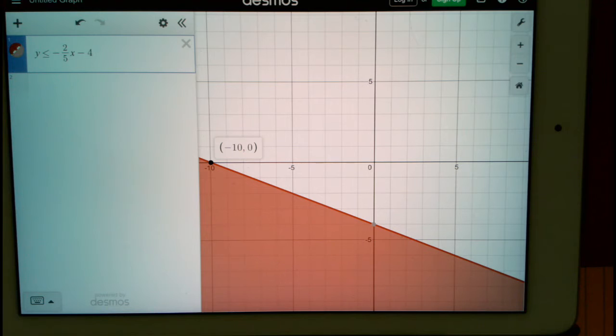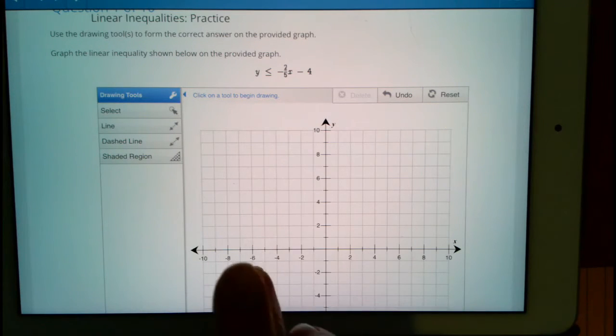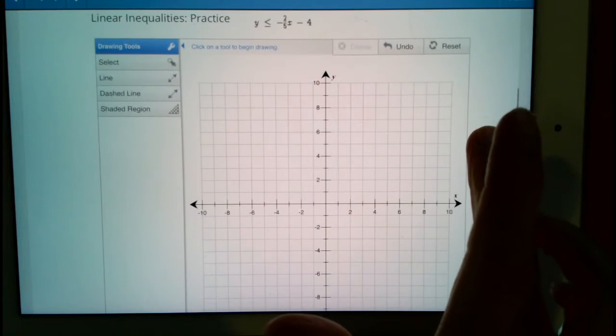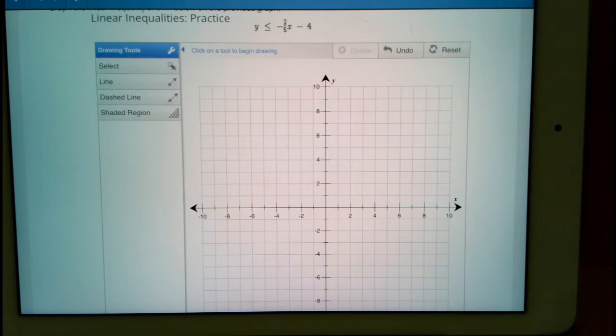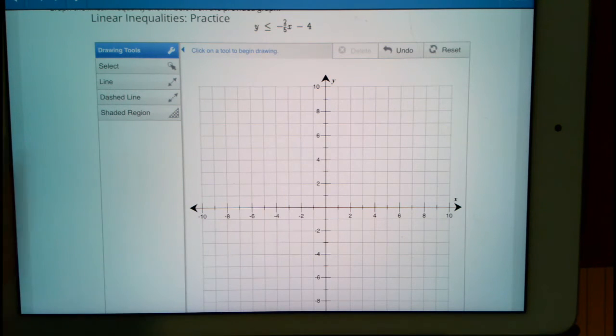So if we flip back here to our problem, again, I have a hard time on the iPad, but I do want to point out that because this problem has an equals to in it, it's going to be a solid line. If there's no equals sign in there, it is going to be a dashed or a dotted line. And one of the sayings that I like to say when I'm teaching is if there's something underneath, then it's filled in, and if there's nothing underneath, then it's not filled in. Something to that effect.